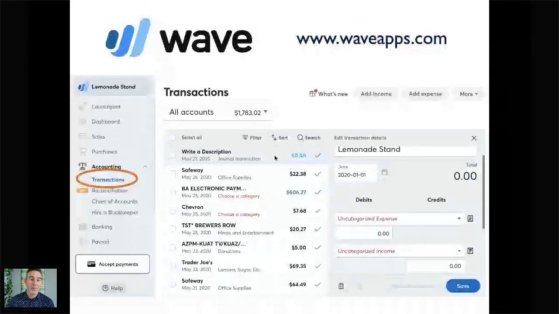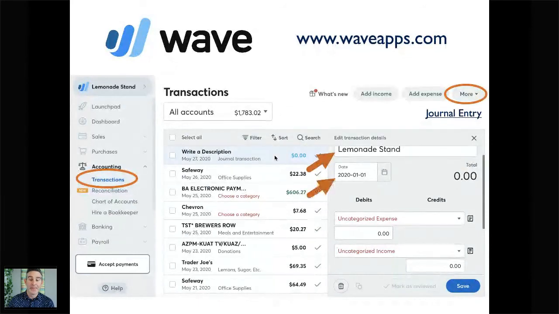The way you do it in Wave is you go to transactions, you click on more, and then there's one called a journal entry. And then you start filling it out. What is it that you're adding? It's a lemonade stand. When did you add it? And then this is the part where it can get a little confusing, but you're going to have to make a debit and a credit. And this is that same idea.